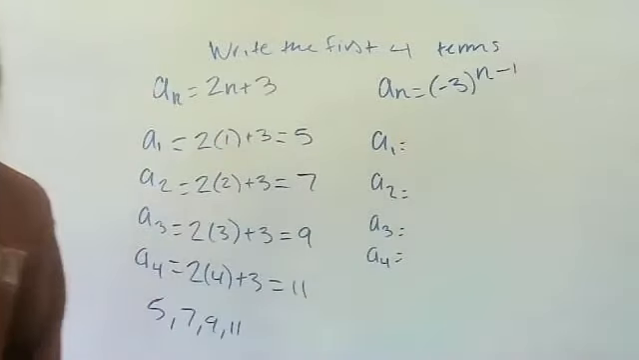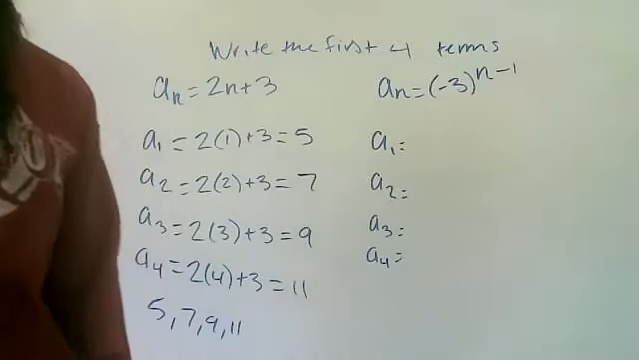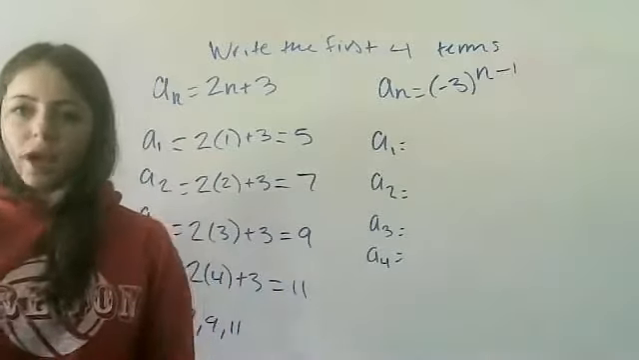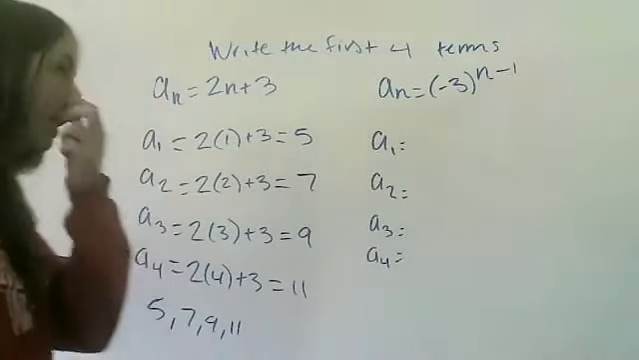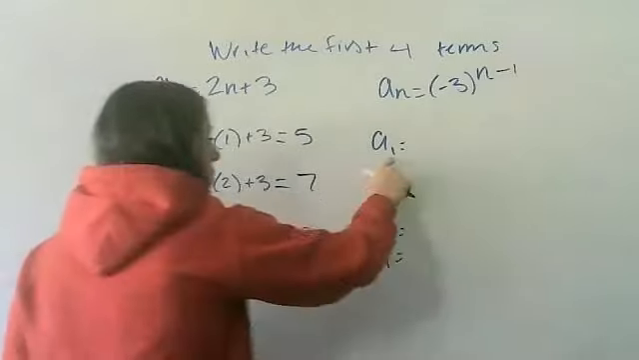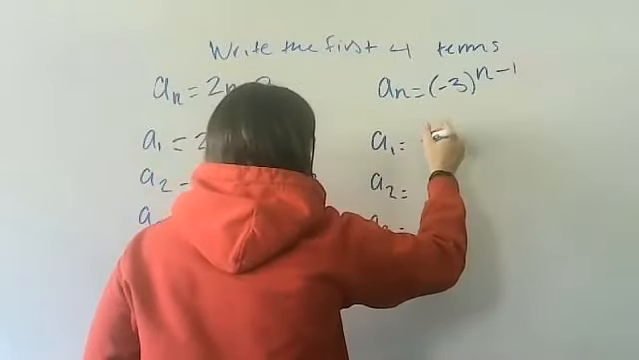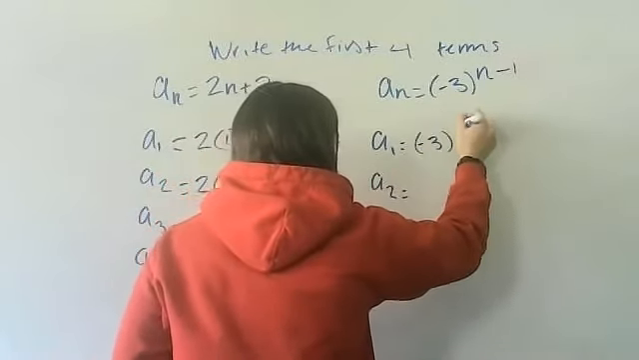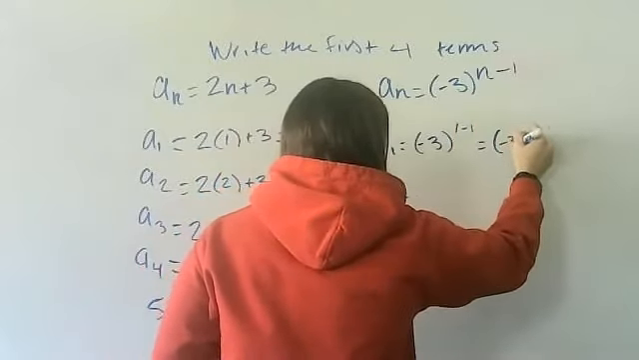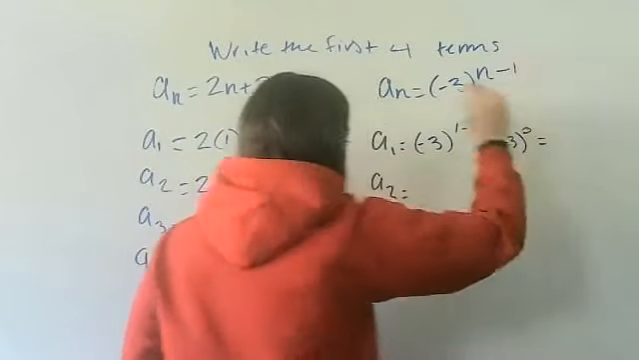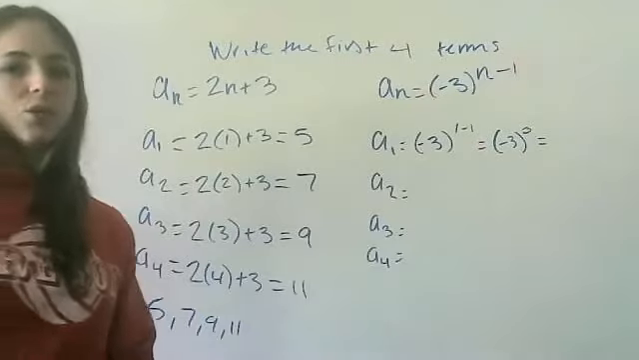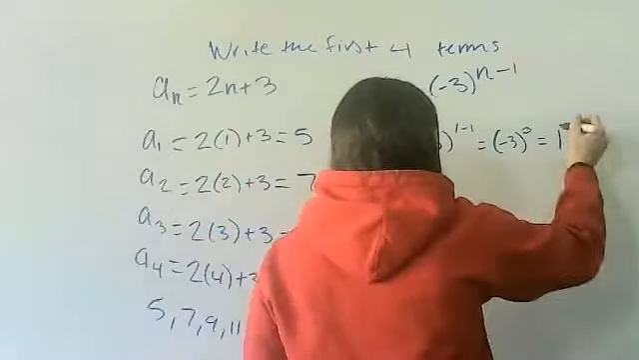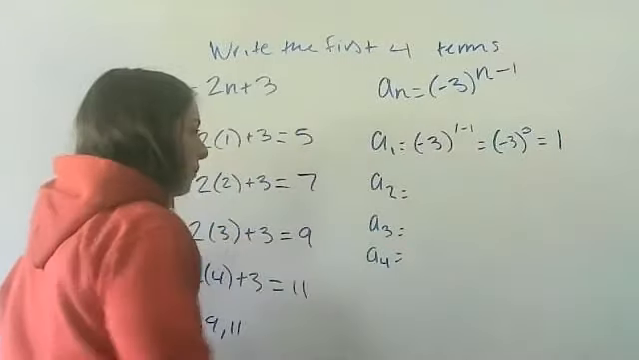Sometimes it's really helpful to see what some of these rules look like in order to go try to write these rules on your own. So in this first one, again, first term is 1, so I'm putting in a 1 for n. So -3 to the 1 minus 1 would be -3 to the 0 power. Anything to the 0 power equals 1. So it's just going to be 1 there.